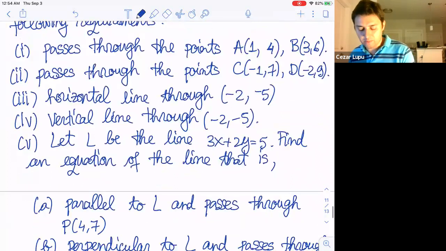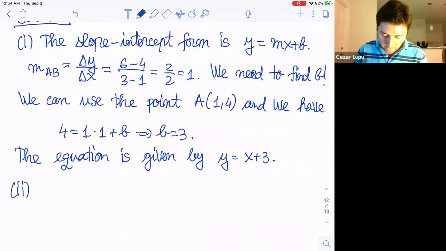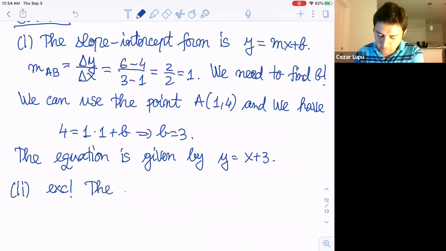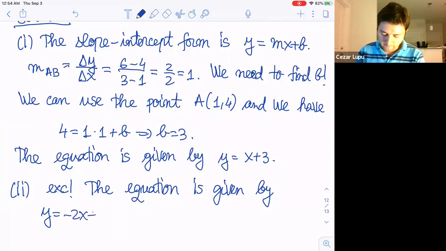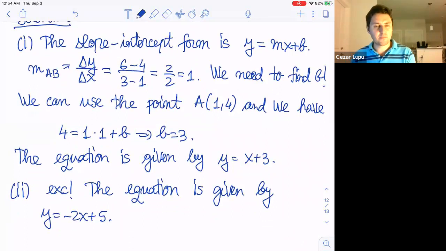Now let's see the second one, which is pretty similar to the first one. Again, we have to use this point, but I'll leave it to you as an exercise. Anyway, it's done in the notes. The only thing I'm going to tell you is that the equation is given by, let me look in the notes, negative 2x plus 5. Okay, I'll leave it to you as an exercise. You just mimic the first one.